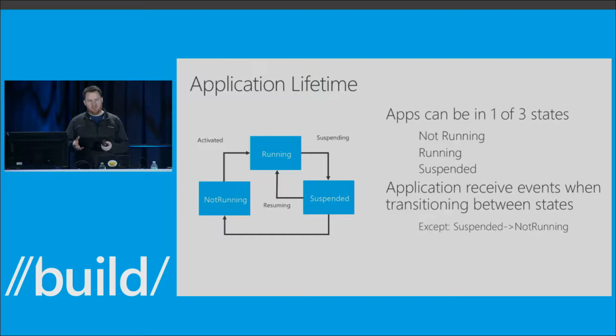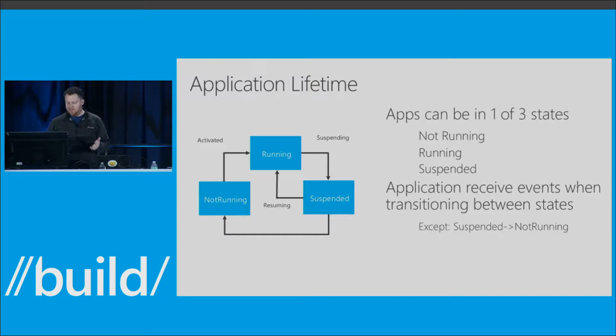If at some point Windows needs the memory that your app is using for something else, so if there's another app that's coming in, for instance, that the user wants to use and it needs that memory, we'll move your app back into the non-running state. So we'll take it out of memory. And you'll see here you get events as you transition between all of these states: an activated event, a suspending event, and a resuming event.